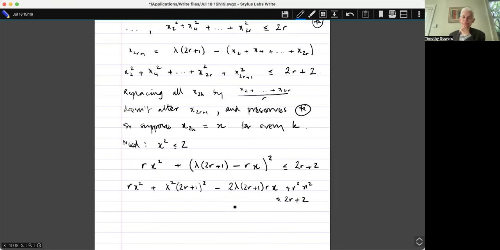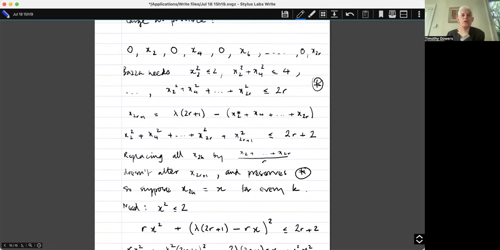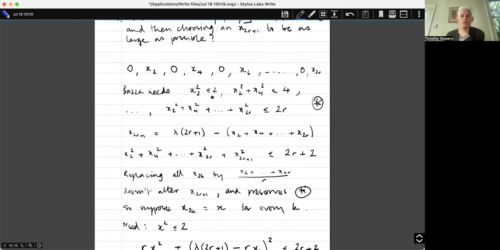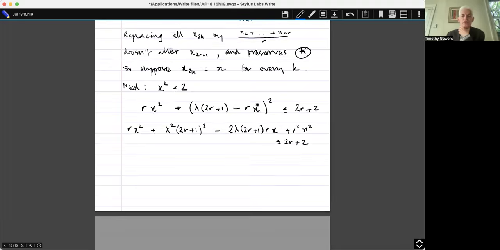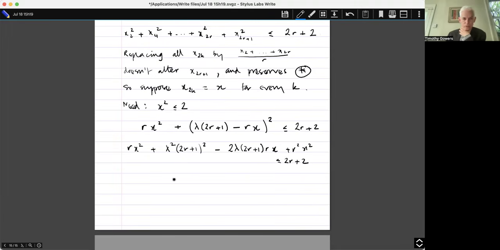So, because Bazza will need this strategy to work for all R. So if R is very, very big, I'm just going to see what happens. I'm going to ignore terms that are not quadratic in R. So what are the terms that are quadratic? I'm just looking at the main terms in R.